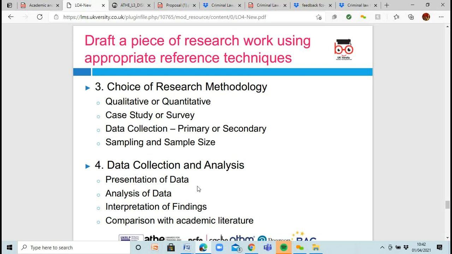So you've got data collection and analysis. So how are you going to present your data? How are you going to analyze your data? And then tell us what you found out. So you might want to have a paragraph here telling us about what data you find. You might want to have an image to analyze it. And then you're going to tell us exactly what you found out.